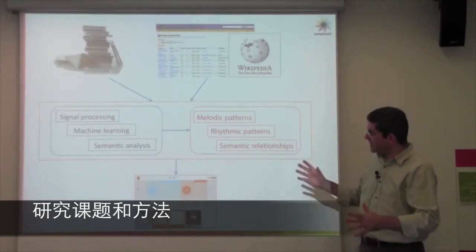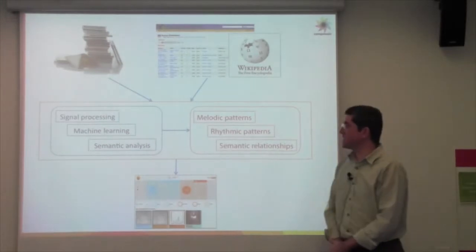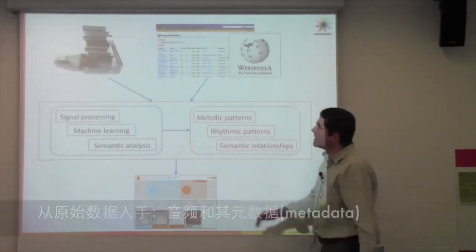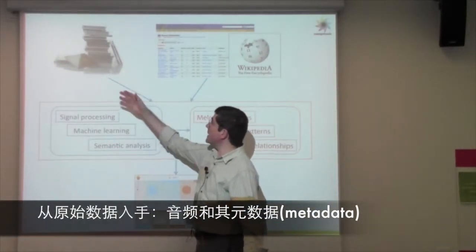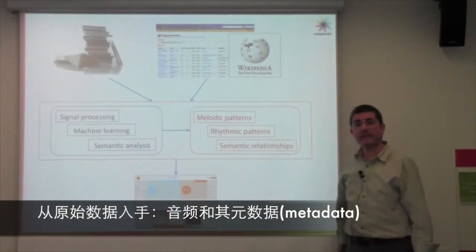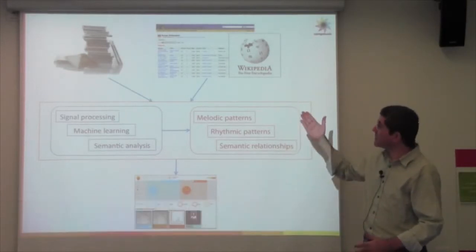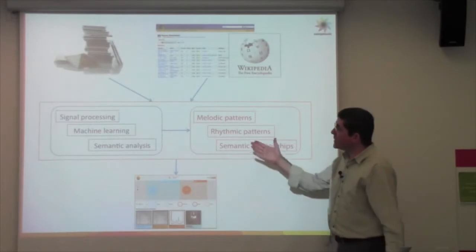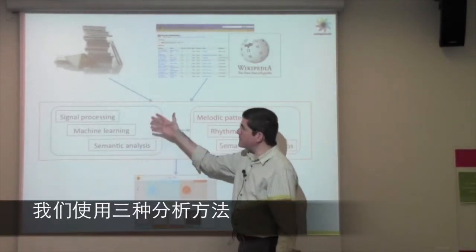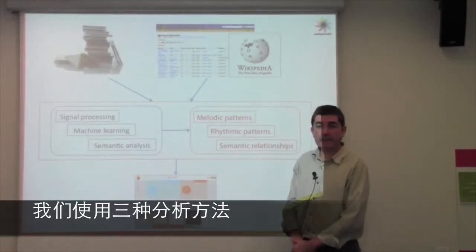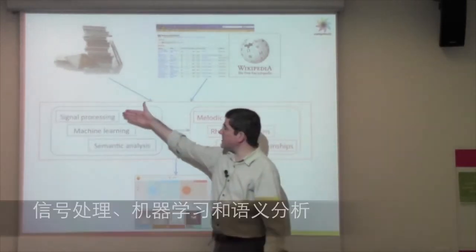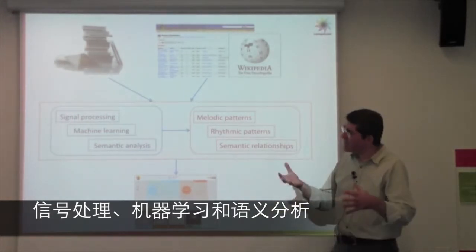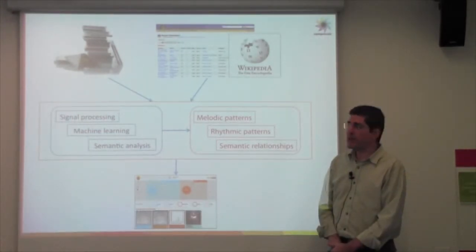And so let's put back this slide that I showed at the beginning, which expresses a little bit the research problems that we are working on and the methodologies we are using. So we are starting from data. We are starting from audio data and metadata associated with those recordings or to the music traditions that we are studying. And then we are using 3 types of engineering methodologies. One is signal processing, another one is machine learning, and the other is semantic analysis. So these are the main areas that we are focusing on.